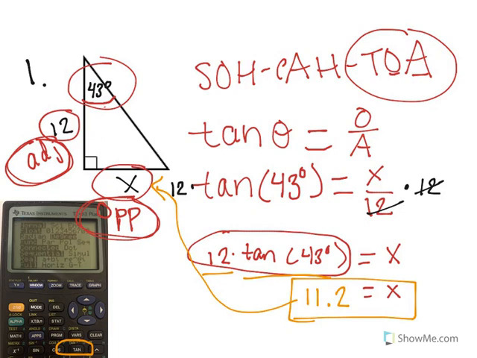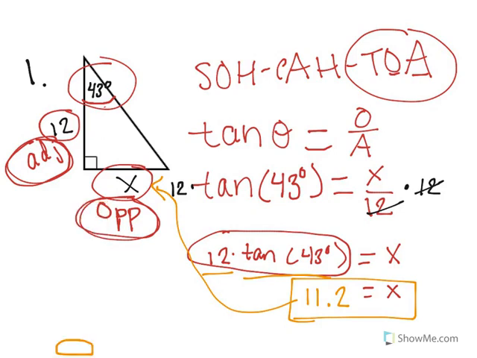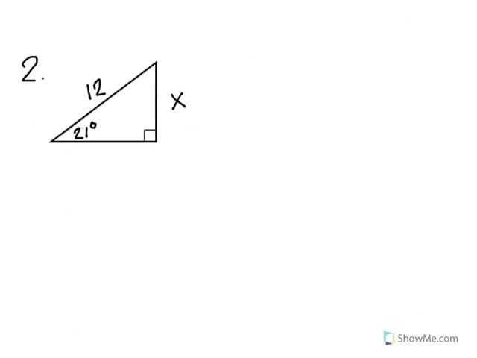All right, so maybe that felt a little bit crazy and overwhelming, but let's try a couple more. It'll get a lot easier as you go along. Number 2. Your first step is to label the sides that are given. So we have one side that's given as x, one side that's given as 12.